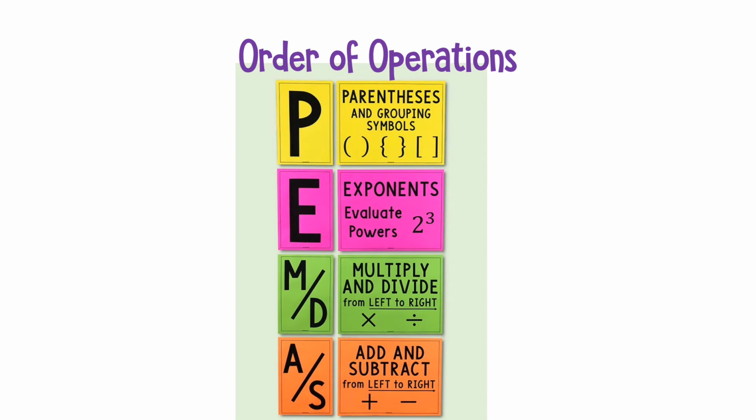So, a quick review of order of operations. The first thing you solve are any equations inside parentheses. Next, you simplify the exponents. After this, you would solve for multiplication and division.